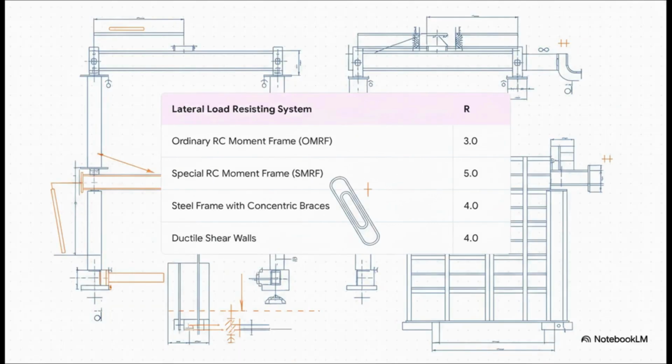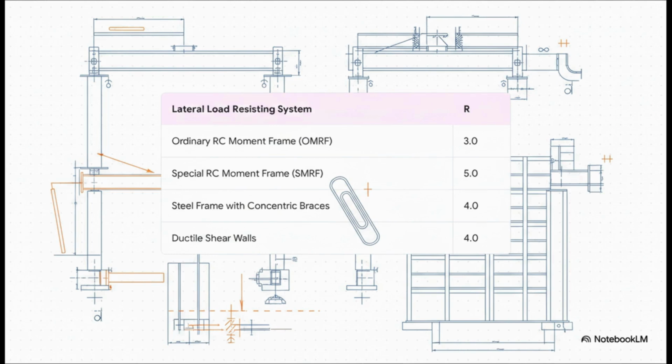Now, R, the response reduction factor, is one of the most brilliant parts of the code. It recognizes that buildings aren't just rigid blocks. Good ones can actually absorb earthquake energy by bending and deforming in a controlled way. We call that ductility. Think of bending a paperclip. It gives without snapping. A very ductile system, like a special moment-resisting frame, gets a high R value of 5.0. Since R is on the bottom of our equation, that reduces the force we have to design for.